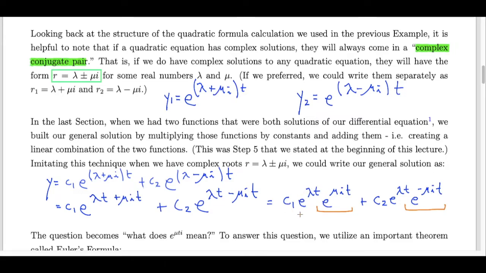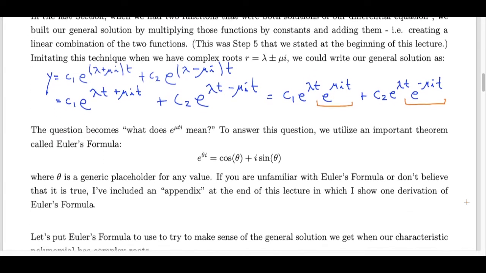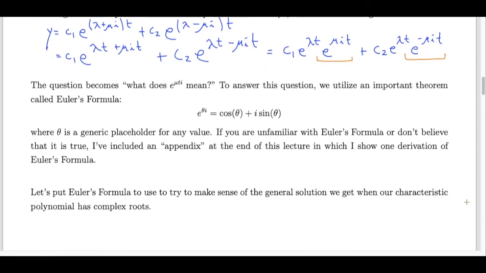Notice that these leading components do make sense to me. c1 is some constant. Lambda is a real number, so e to the lambda t, this component is real. It doesn't have this imaginary piece to it. So really what we need to focus on is these two that I've underlined here in orange. How do we make sense of e to the mu i t? That's exactly the question that I asked in the next part of the page. And in order to address that question, we're going to utilize something called Euler's formula. This is also sometimes known as Euler's identity. It states that e to the theta i equals cos of theta plus i sine of theta.